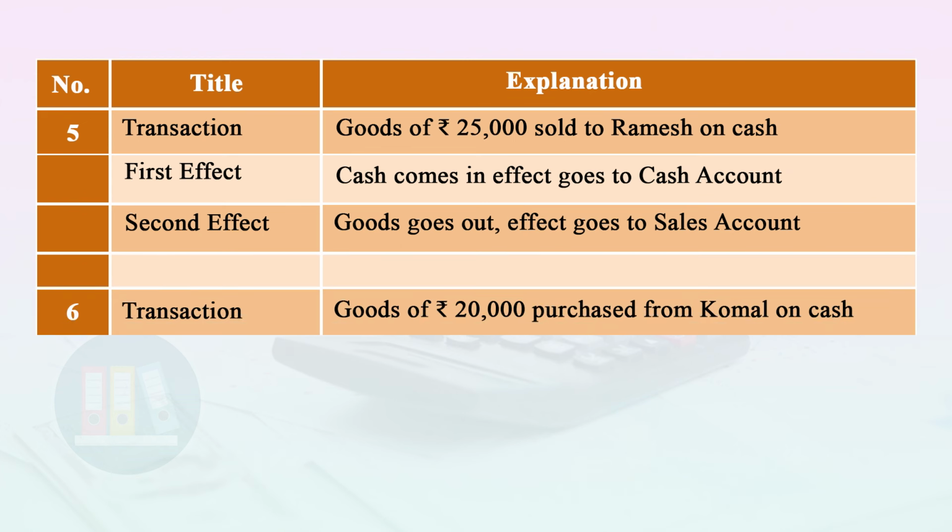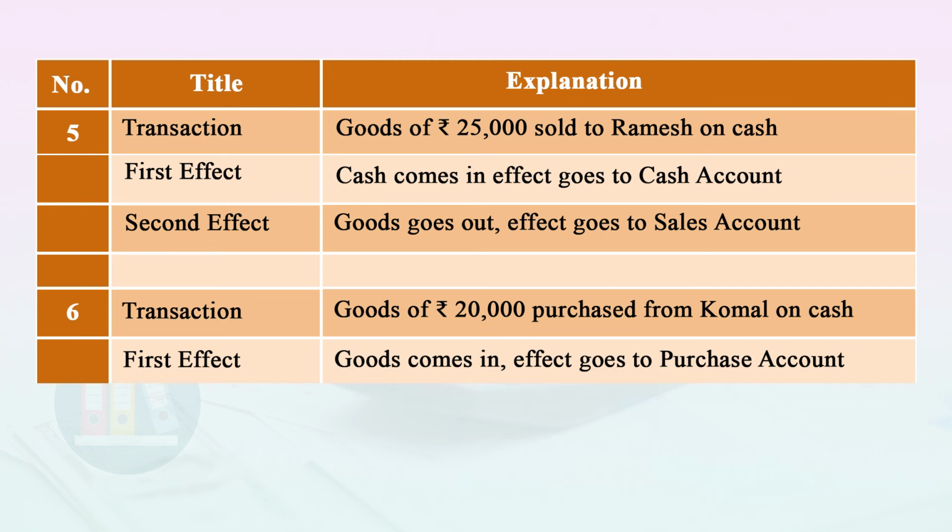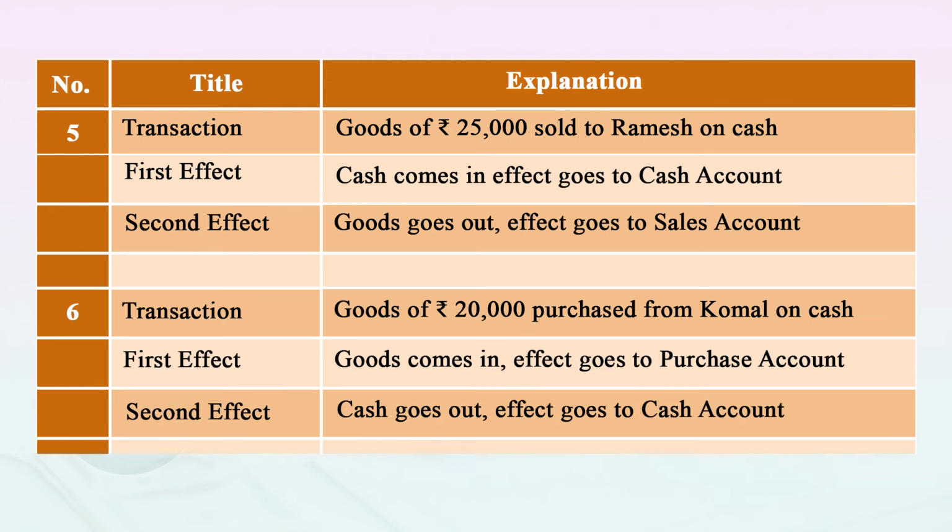Next transaction is goods of rupees 20,000 purchased from Komal on cash basis. So, whenever we are purchasing goods on cash, goods is coming in the business. So, we can say effect goes to the purchase account, and second effect, that is cash is paid. So, effect goes to the cash account.